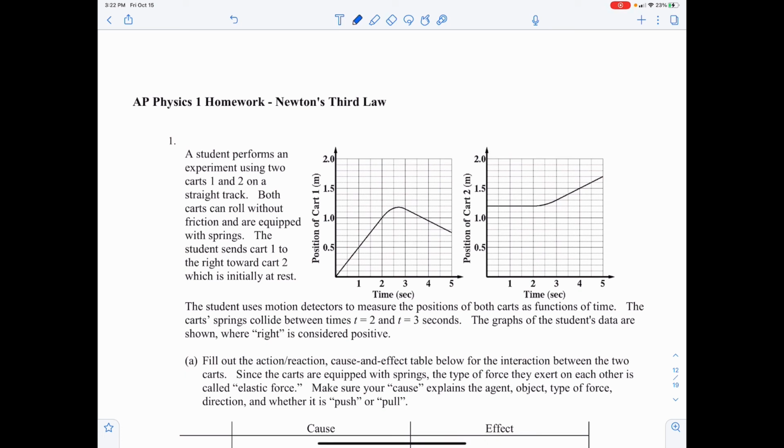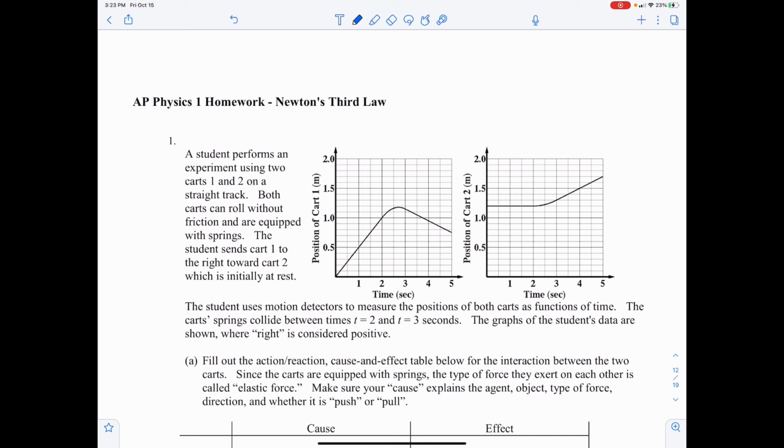Number 1. A student performs an experiment using two carts, 1 and 2, on a straight track. Both carts can roll without friction and are equipped with springs. The student sends cart 1 to the right toward cart 2, which is initially at rest. A student uses motion detectors to measure the positions of both carts as a function of time. The cart springs collide between t equals 2 seconds and t equals 3 seconds. The graphs of the student's data are shown where right is considered to be positive.